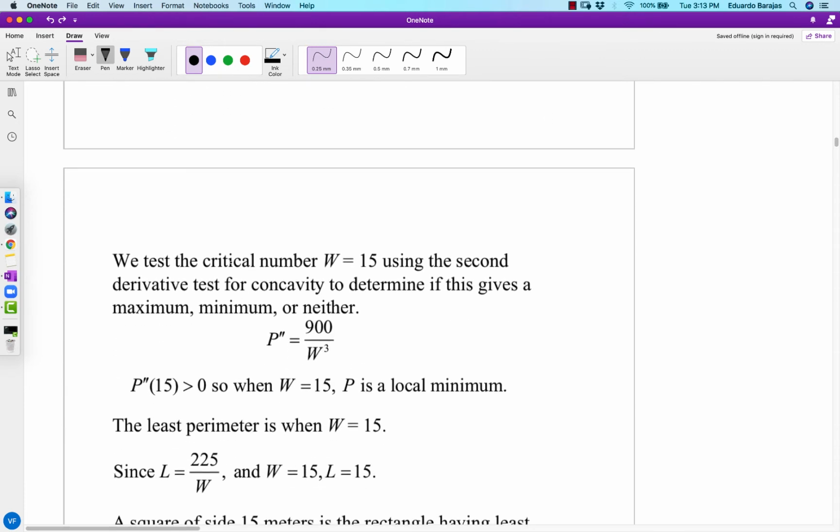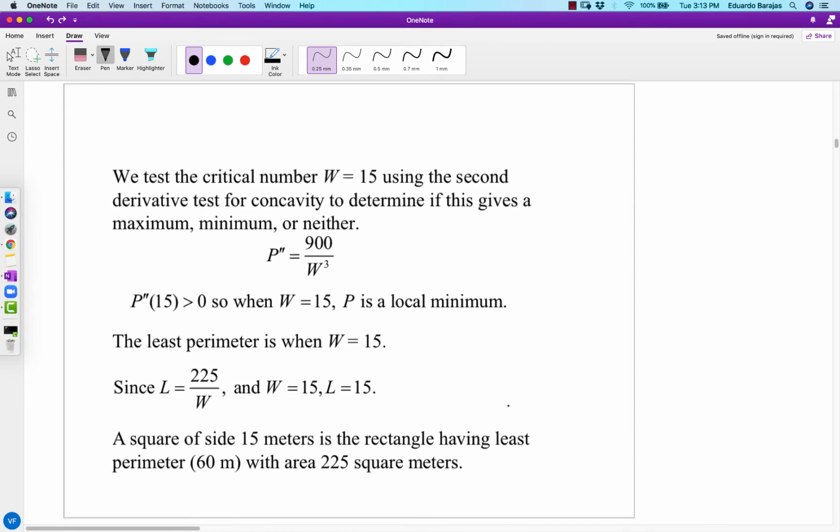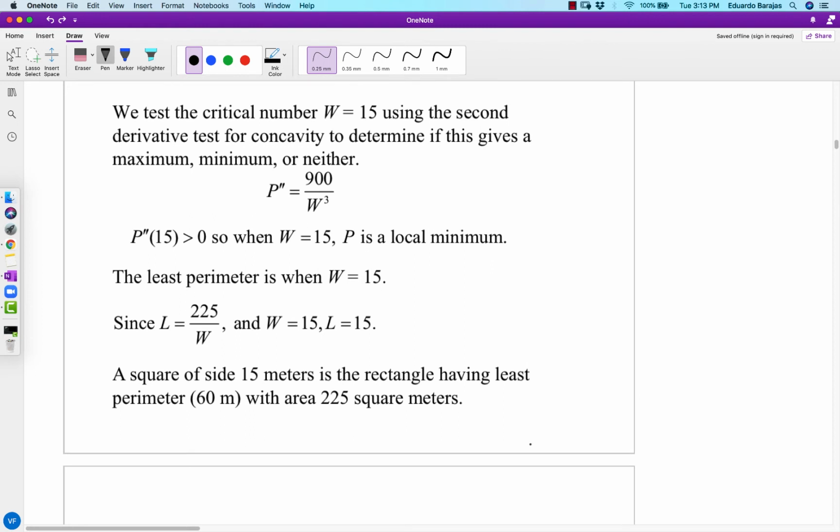So now we have to take the second derivative of our function. And if we evaluate it at 15, we notice that it's positive, right? So this lets me conclude that it's concave up, which means that w equals 15 is a local minimum. And so the least perimeter occurs when w equals 15. And we can solve for L and get that L must also be 15. 15 times 15 equals 225. And so that's the answer to our problem. A square, it turns out, of sides 15 meters is the rectangle having the least perimeter, where that perimeter is going to be 60 meters with an area of 225.